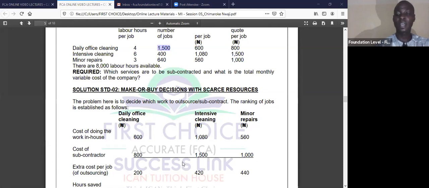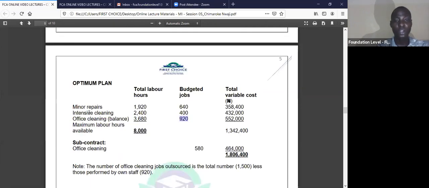So what do you do next? You will say, out of 1,500, I only succeeded in doing 920. That means I have 580 that I have not done. I need to subcontract this 580. So if you look at subcontractor, the office cleaning is still there. I am subcontracting the 580. I don't care about labor hours because I'm not the one doing it. They are the ones to care about labor hours, and they said they have spare capacity.